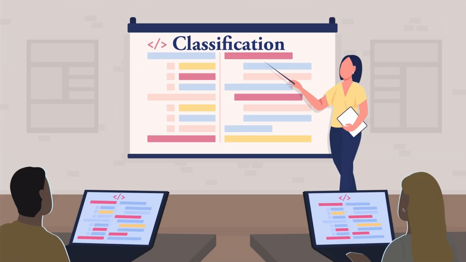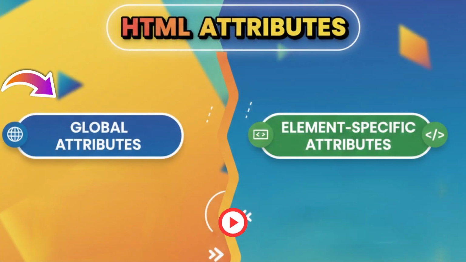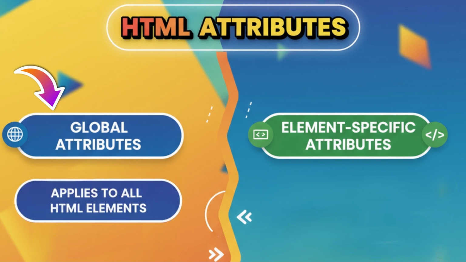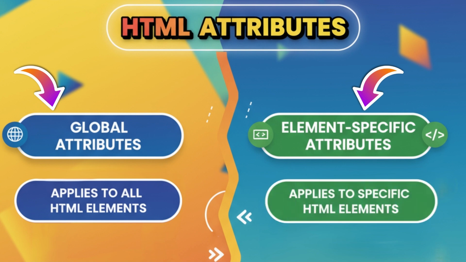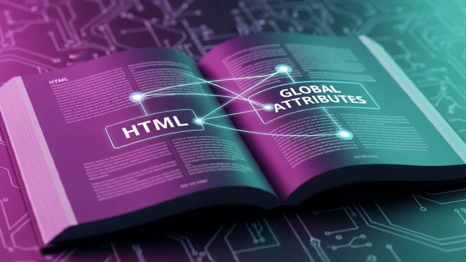Next, let's see an important classification. Attributes can be categorized into two main types based on where they can be used. First, global attributes. These are the powerhouses. They can be used on any HTML element, from a simple paragraph to a complex form. Next, element specific attributes. These attributes are only applicable to a specific HTML element. For example, the two attributes we have just learned, the start and the reverse attributes, only work on the ordered list. Let's dive into the most common global attributes you will use.